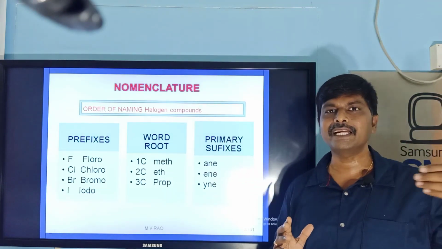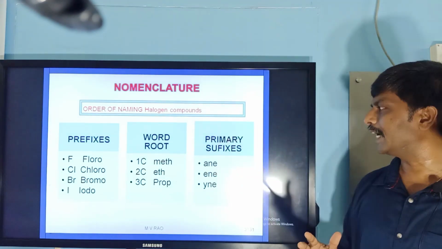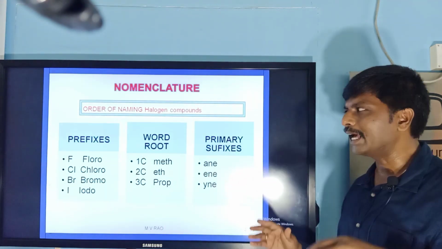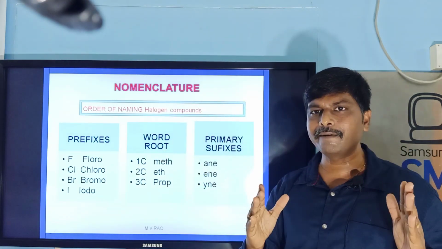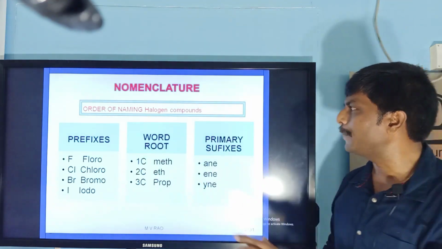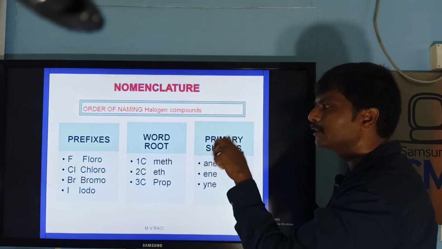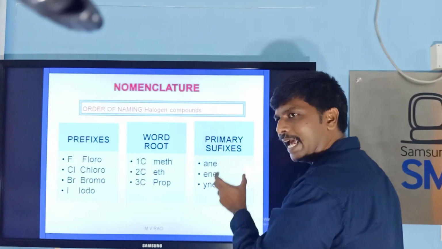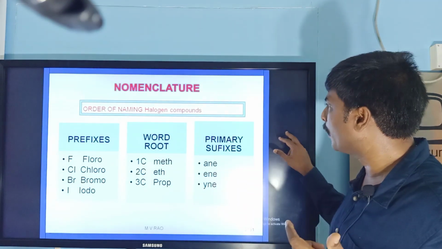What about the primary suffix? Only single bonds, no double bond, no triple bond, that means saturated: it ends with ane. If a double bond is there, ene. If a triple bond is there, yne. So the name of a halo organic derivative contains three parts: prefix, root word, and primary suffix. Halo, next root word, next ane. For example, bromoethane: bromo, eth, ane. This is the IUPAC nomenclature system of halogen compounds.